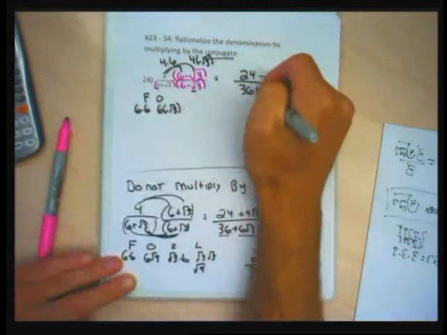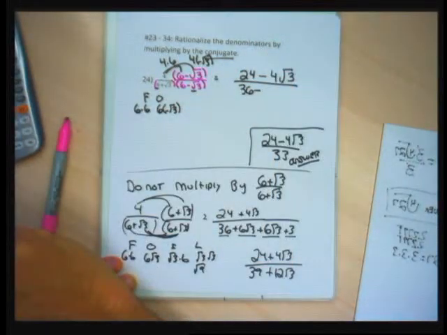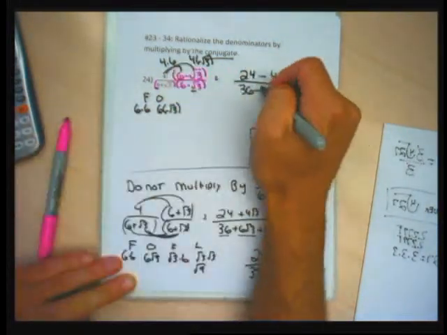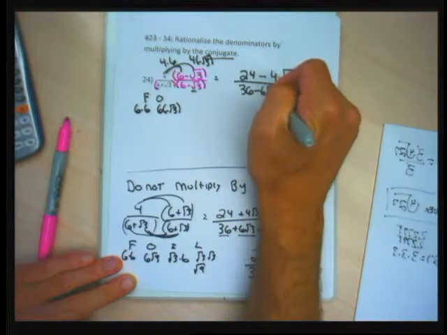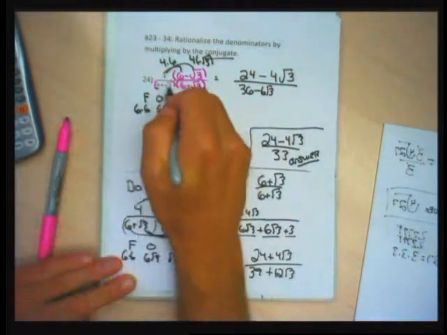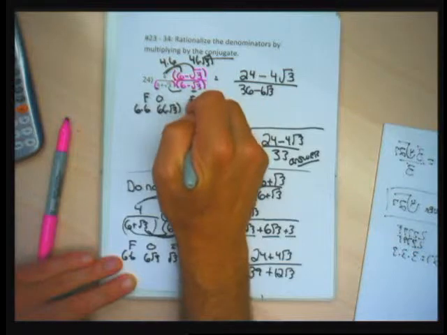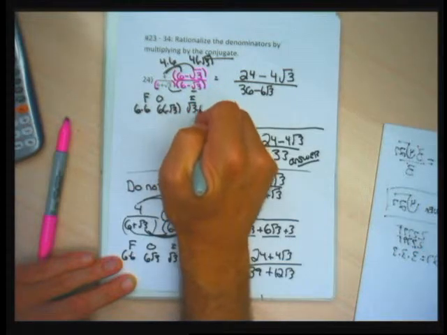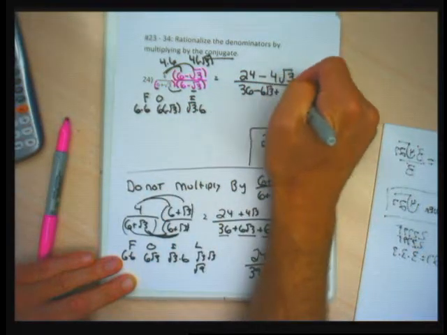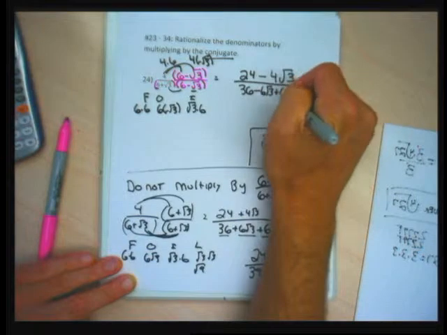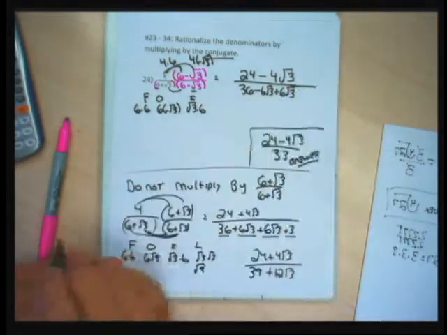Positive times a negative, so I get a negative. I can't multiply something outside a square root with something under a square root, so I just leave them written next to each other. Inners are going to be square root of 3 times 6. They're both positive, so I get a plus sign. And I'm going to write plus 6 square root of 3.